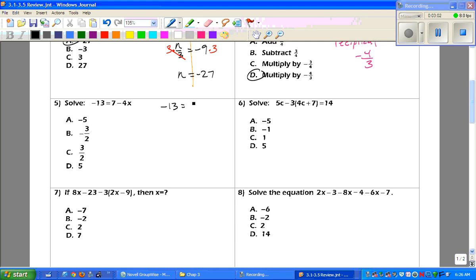All right, draw the line down the middle. Inverse operations, this is actually a +7, so I'm going to subtract 7 from both sides. And we get, sorry about that, -20 equals -4x. Divide both sides by -4. 5 equals x.